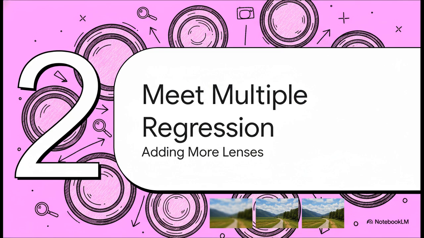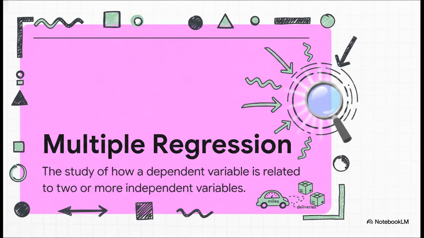Well, we add more information. It's like adding more lenses to our camera, and that's where multiple regression comes into play. All this means is that we start looking at several causes at the same time. So instead of just asking how many miles did they drive, we can also ask, okay, but how many deliveries did they have to make? Each new question, each new variable helps us see things way more clearly.